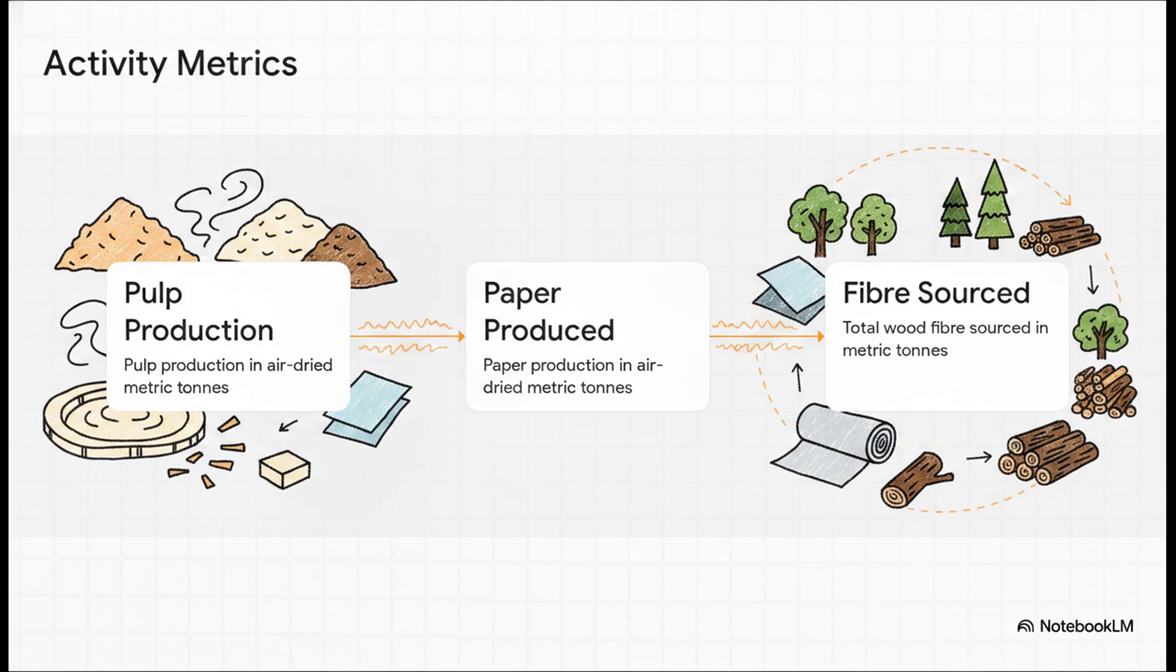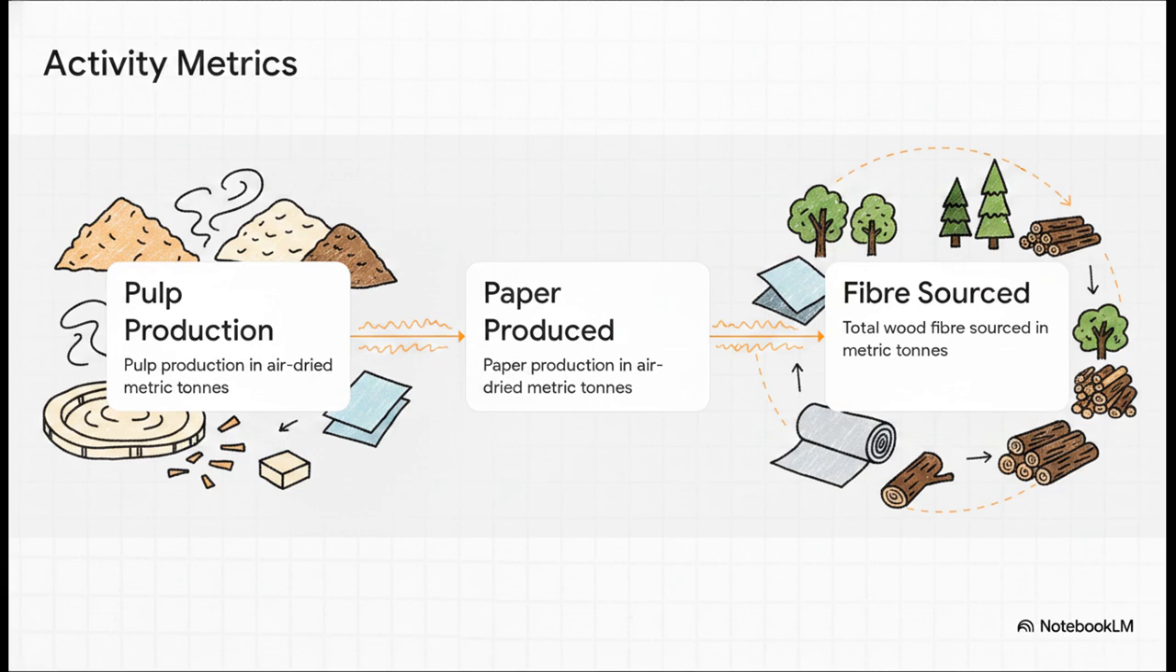First up, labeled code RRPP-000.A, we're quantifying pulp production, and that's measured in air-dried metric tons. The second one, code RRPP-000.B, quantifies paper production, also in air-dried metric tons. And finally, the third metric, code RRPP-000.C, quantifies the total wood fiber sourced, which is simply measured in metric tons.